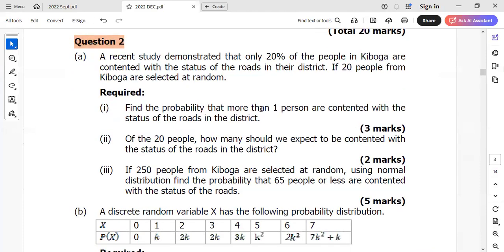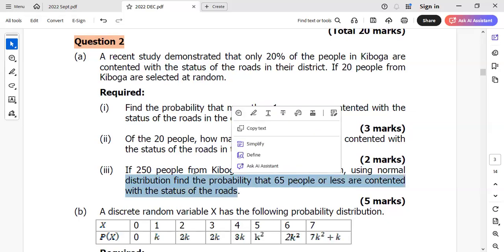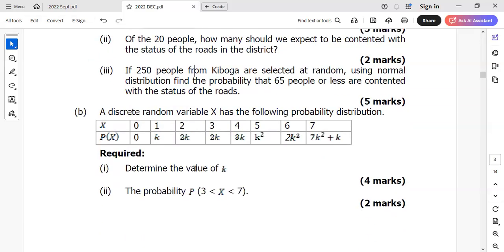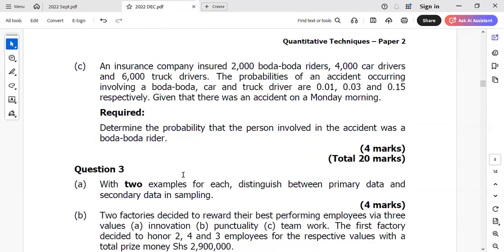This was about binomial distribution. Then part C was about normal distribution. We have already discussed that. I believe also this one we discussed. We are good to go. Now we are looking at part C. You see that they have not told you to use conditional probability. They just said determine the probability.